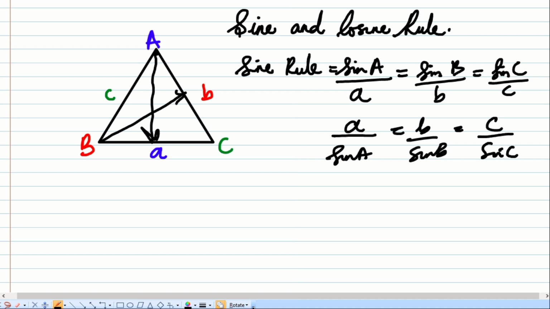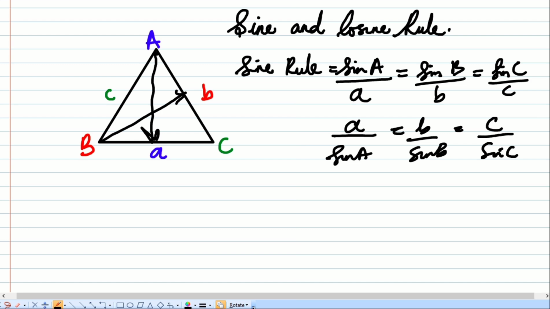The only thing you have to take note of is to make sure that if you're putting sine on top, write all the sines of the angles on top. But if you're putting the side lengths on top, that's the numerator, make sure you're putting it the same. So if you keep it constant, you're going to get the same result. Now this is the sine rule. Very simple.